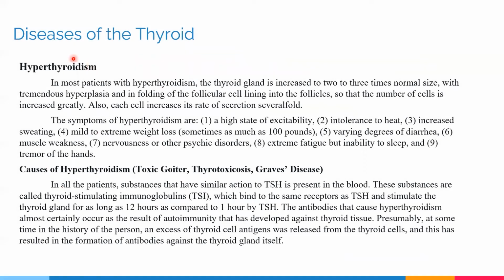Next, we look into diseases of the thyroid. First is hyperthyroidism. In most patients with hyperthyroidism, the thyroid gland is increased to 2 to 3 times normal size, with tremendous hyperplasia and infolding of the follicular cell lining into the follicles, so that the number of cells is also greatly increased. Also, each cell increases its rate of secretion severalfold.